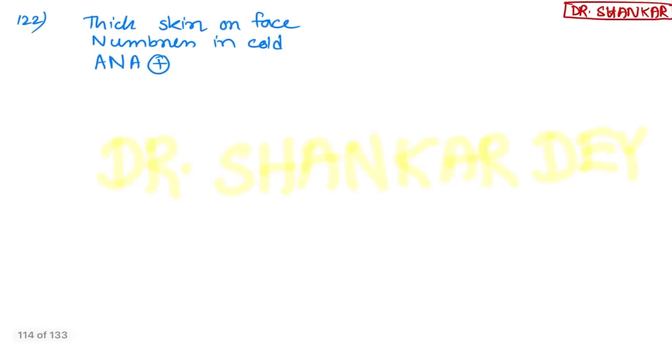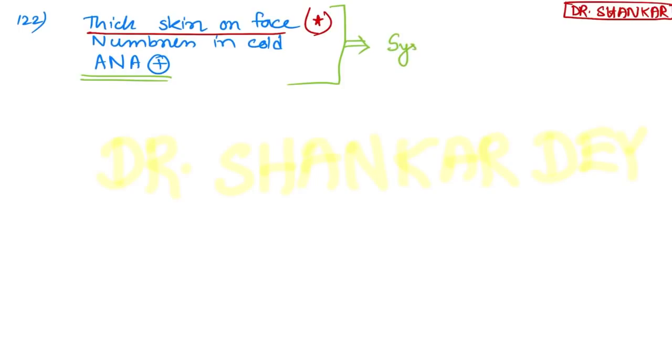Next, coming to question number 1 to 2. A very long clinical question was there, but the main key points are thick skin on the face, which is very important, numbness, and ANA test positive, anti-nuclear antibody test positive. One of the most important rheumatological disorders, nothing but systemic sclerosis.